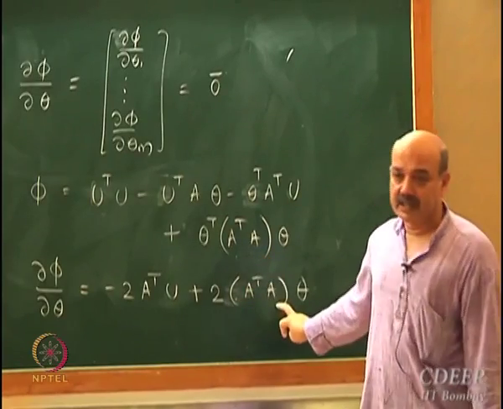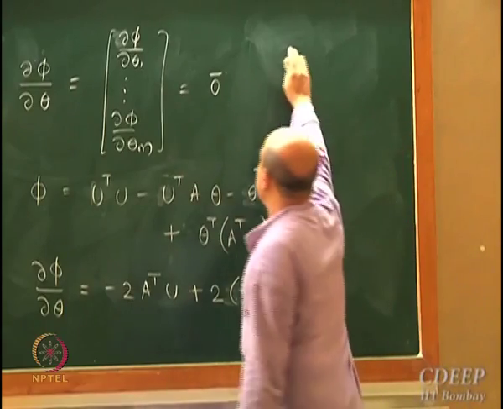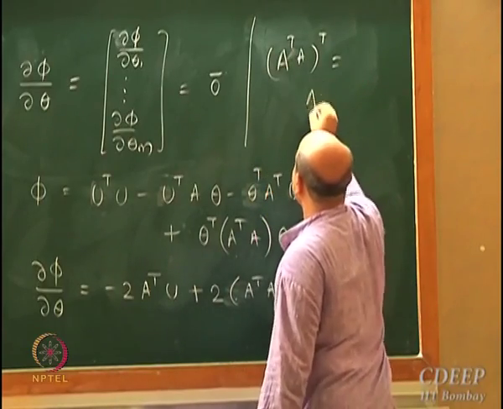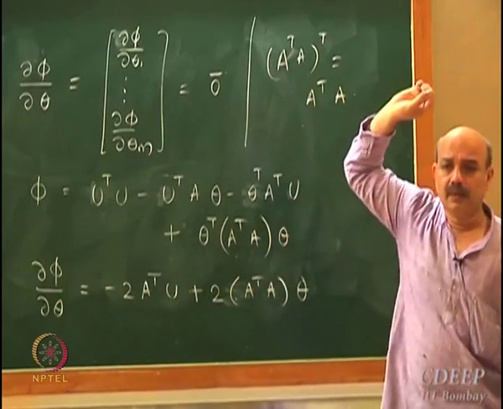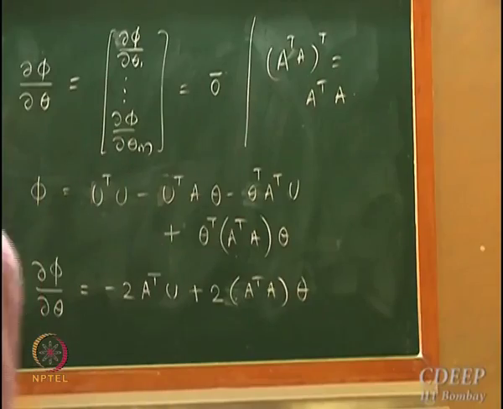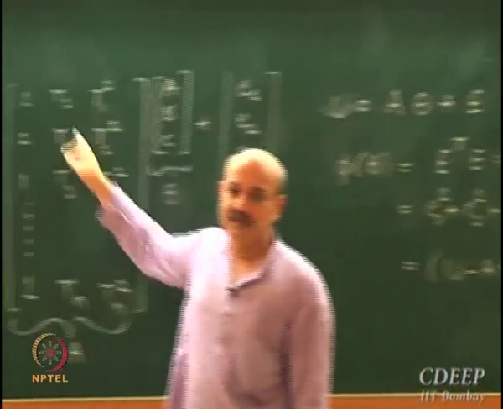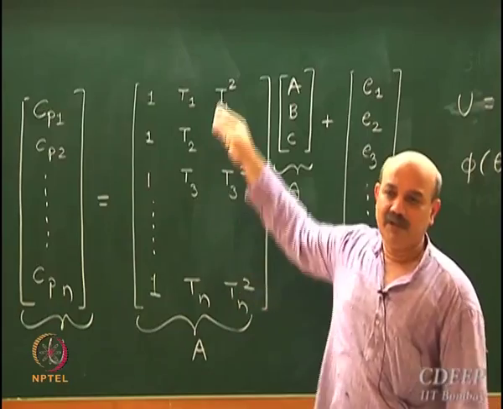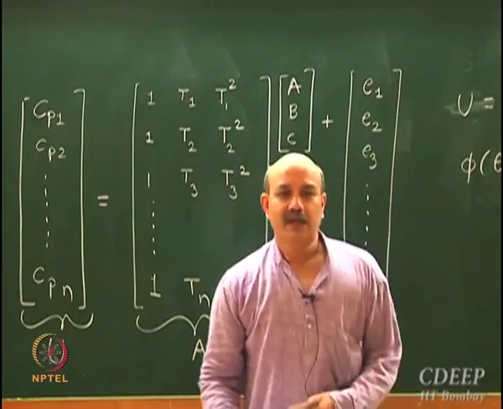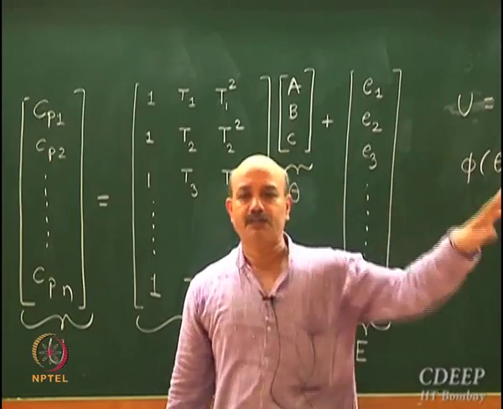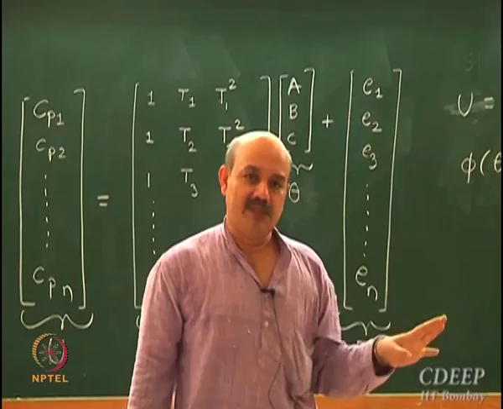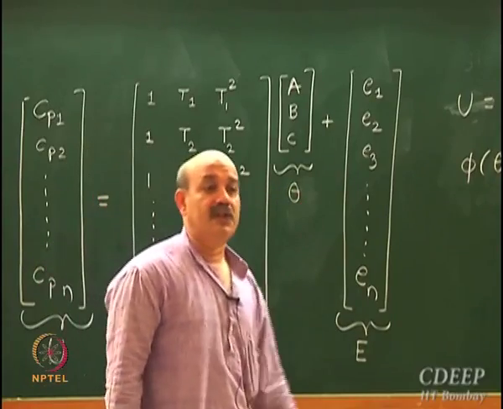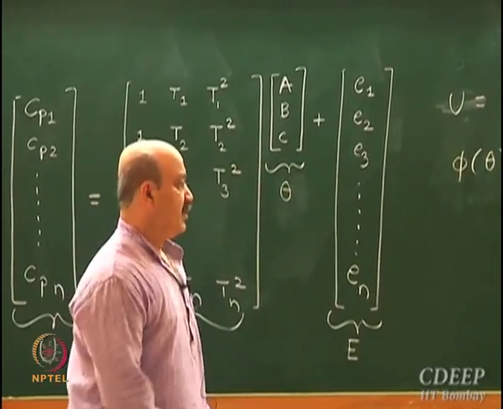So I can write 2 A transpose A. Just check this: A transpose A transpose is equal to A transpose A. Whatever this matrix is, however tall it is, 1000 equations and 3 variables, and it might be filled with all kinds of strange numbers, A transpose A will always be a symmetric matrix. In fact, we will show that if these columns are linearly independent, then that matrix will be positive definite.